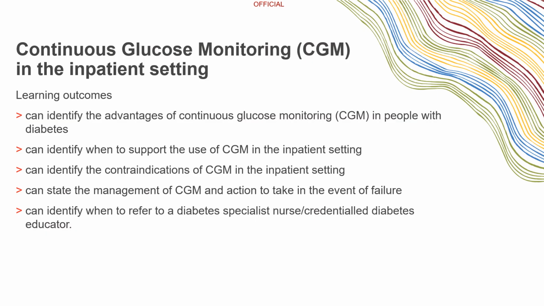So the learning outcomes for this training package are for you to identify the advantages of continuous glucose monitoring or CGM in people with diabetes, identify when to support the use of CGM in the inpatient setting, and when CGM might be contraindicated, for you to understand and state the management of CGM and what action needs to be taken in the event of system failure, and importantly, when it might be advantageous to refer to a diabetes specialist nurse or credentialed diabetes educator for the person with diabetes using CGM during the course of an admission.